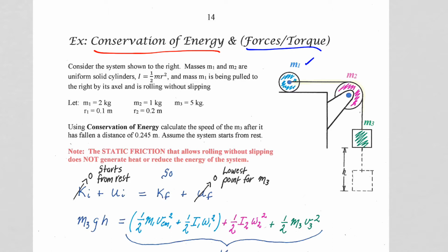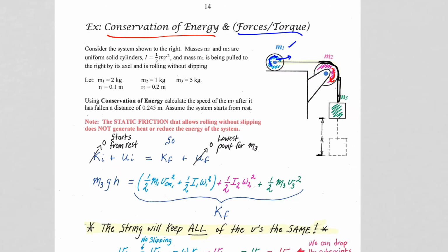Now, that string is then going around the pulley. The pulley is also a solid cylinder. And then the string attaches to the mass M3. When M3 falls down this distance h, it spins the pulley, and it translates and rolls the wheel along. So the wheel is going to translate and rotate. The pulley is just going to spin, and the mass is just going to fall.